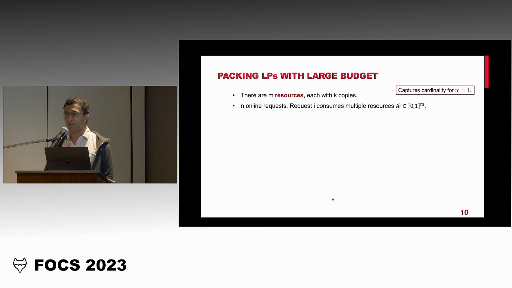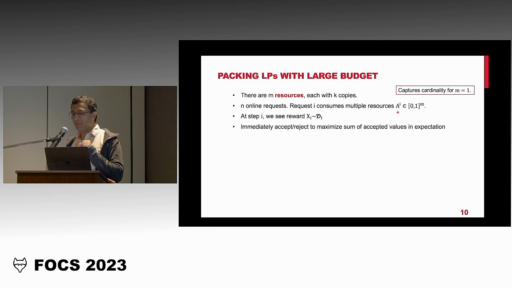Now let me talk about something called packing LPs under some large budget assumption. This is in some sense a generalization of the uniform matroid that we just saw on the last slide. So what's the setup? Now you have m resources, so it's an LP with m constraints, and each resource has k copies. N requests arrive. Each request, on arrival, asks for a vector of resources. So it's going to say, give me 0.5 of resource 1, 0.7 of resource 2, some different values of different resources.